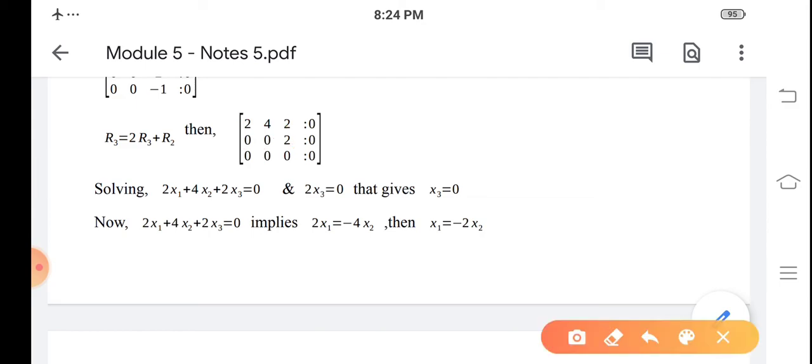We write the equation as 2 times x1 plus 4 times x2 plus 2 times x3 equal to 0. Then 0x1, 0x2 plus 2x3 equal to 0. 2x3 equal to 0 gives x3 equal to 0. Substituting x3 equal to 0 here, we write 2x1 equal to minus 4x2. Here x1 is a pivot variable, so we write x1 in terms of the free variable. x2 is the free variable, so x1 equals minus 2 times x2.